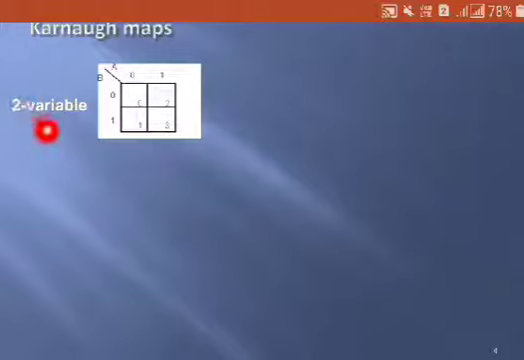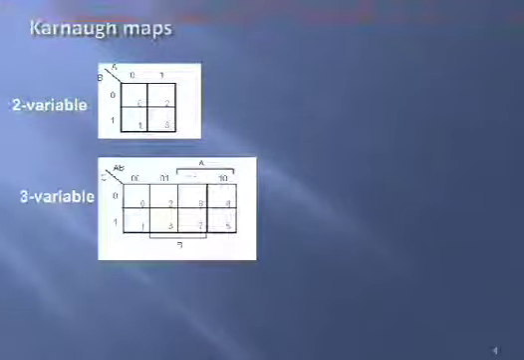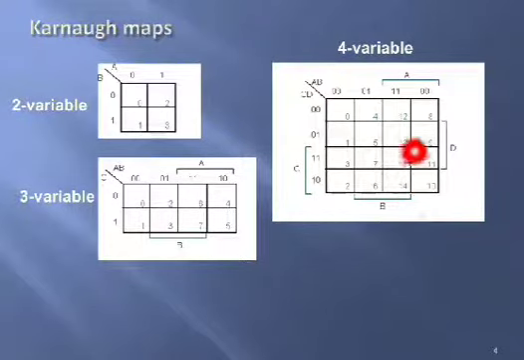A two variable K-map consists of 2 squared number of cells. A three variable K-map consists of 8, that is 2 to the power of 3, number of cells. Similarly, a 4 variable K-map consists of 2 to the power of 4, that is 16 cells. Okay, so this is how the K-map representation is there for different input variables. If you observe the three variable K-map, it consists of 8 cells starting from 0 to 7.